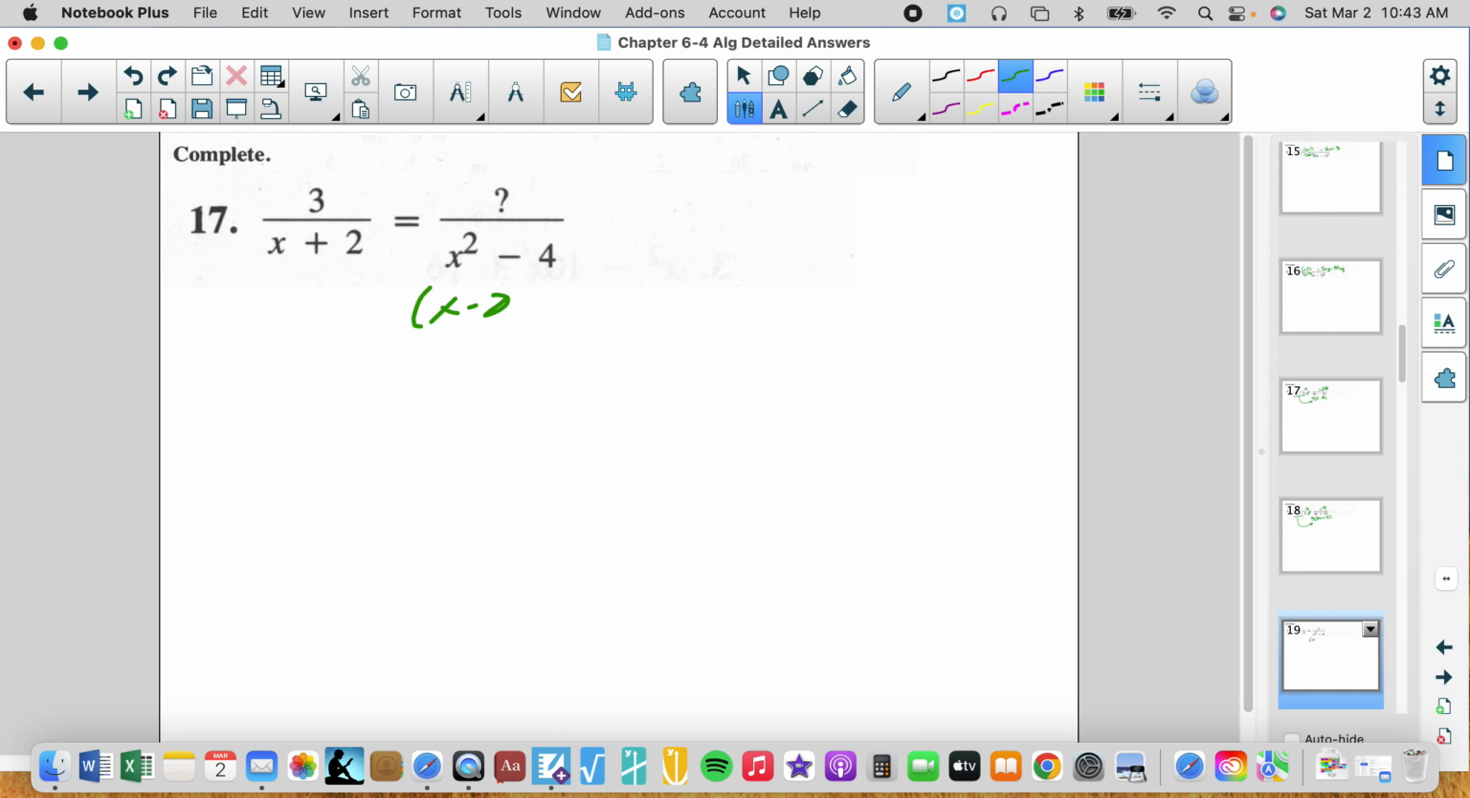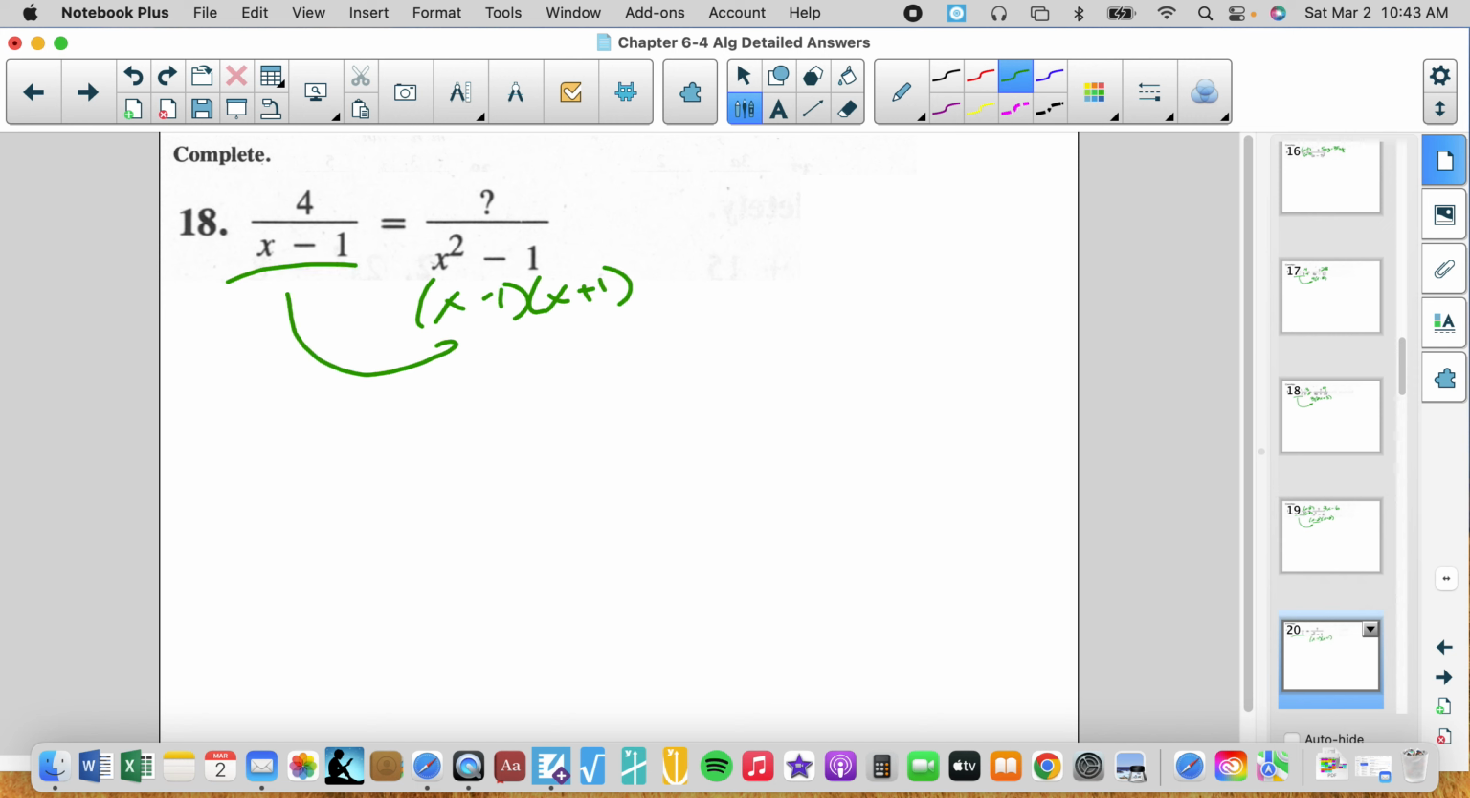So this is the difference of squares. So what's the difference between those two? It's going to be the x minus 2. So I'm multiplying that by x minus 2. I get 3x minus 6. It's going to be in the numerator. Difference of squares. What's this missing that this has? It's missing that x plus 1.